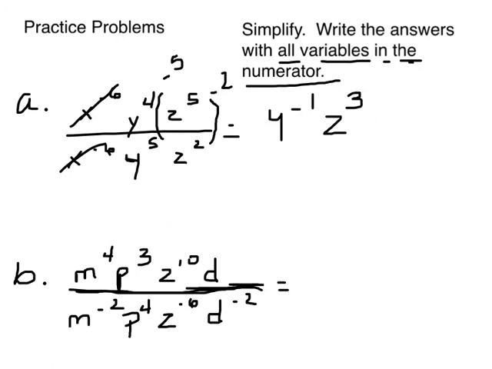In B, if I bring this negative 2 up, it becomes positive 2. And m to the 4th plus 2 is m to the 6th. When I bring this 4 up, it's going to become negative 4. And negative 4 and positive 3 is p to the negative 1. This 6 of this z is going to come up and become positive 6. So 10 plus 6 is z to the 16th. And then this d to the negative 2nd comes up and becomes d squared to add to this d to the 1st. So I'm going to have d cubed.